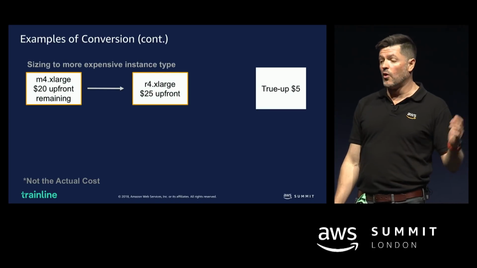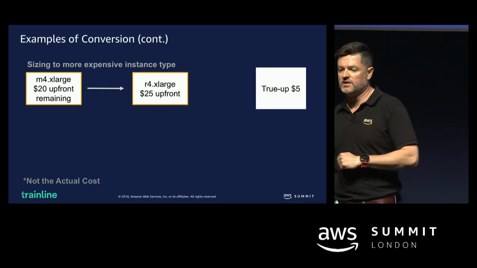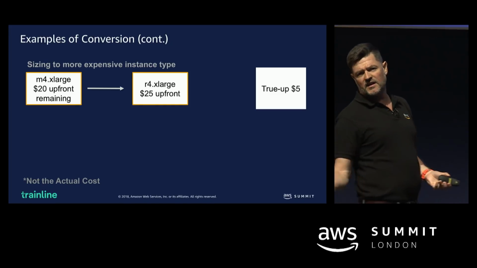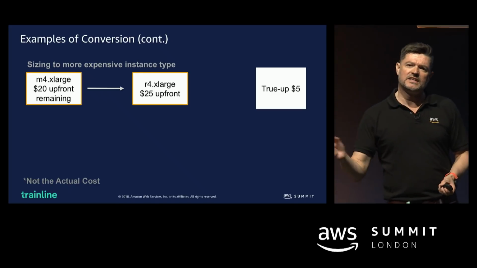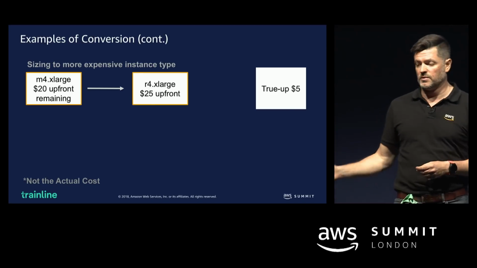So sizing to a more expensive instance type. Well, I'm currently running an M4 XL. Once again, not the true cost. And I want to go to an R4. So now, once again, it's a database load, but I just need that extra power. Well, that's $25 up front. So there's a true up of $5 on your bill.